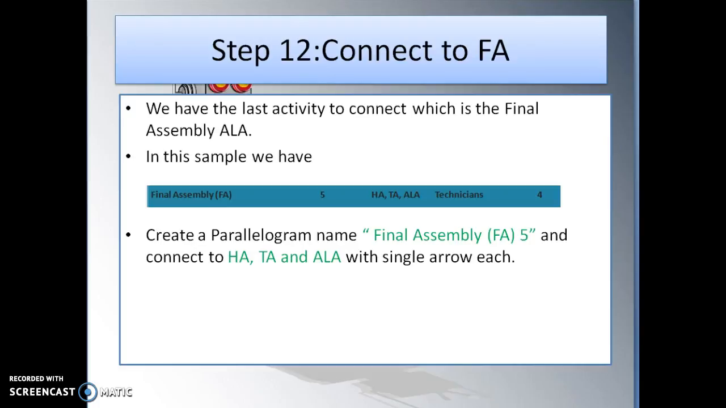So now after I check off everything, we have the last activity to connect, which is the final assembly. I'm sorry, FA. Okay, in this sample we have final assembly needing 3 activities to be completed before they can put it together. So I'm only going to create one parallelogram named final assembly FA, 5 weeks because it takes 5 weeks, and connect to TA, HA, and ALA with a single arrow each. And it should look like that.